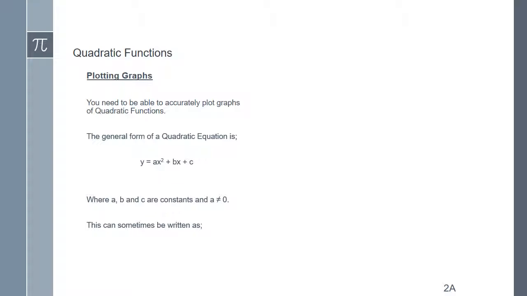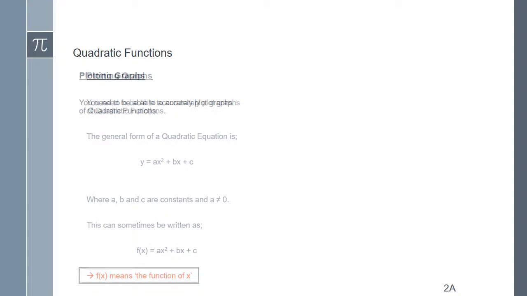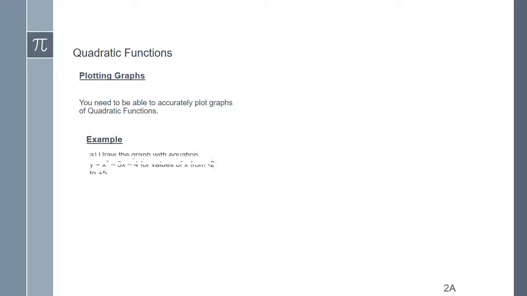Sometimes we write this as f of x equals ax squared plus bx plus c, where f of x means the function of x. So here we want to draw the graph of y equals x squared minus 3x minus 4 in the range of values x from minus 2 to positive 5. We want to write down the minimum value of y, and we want to label the line of symmetry.